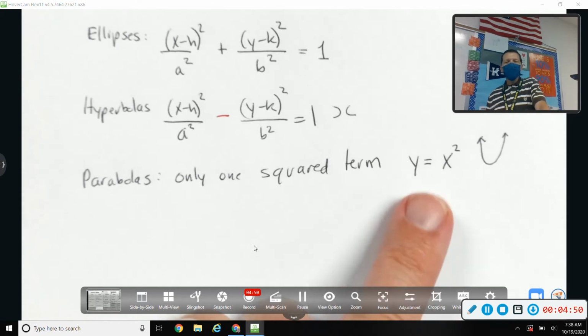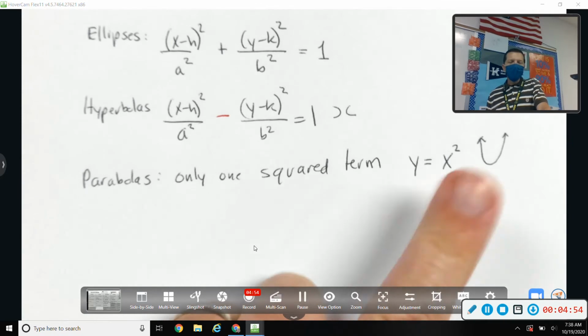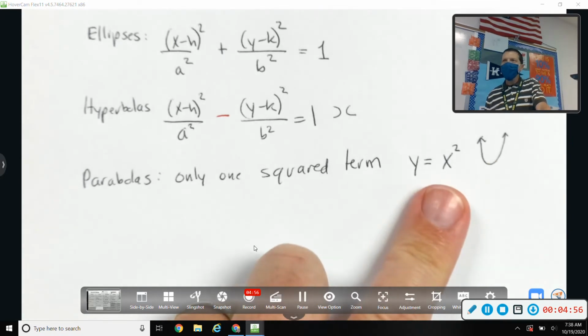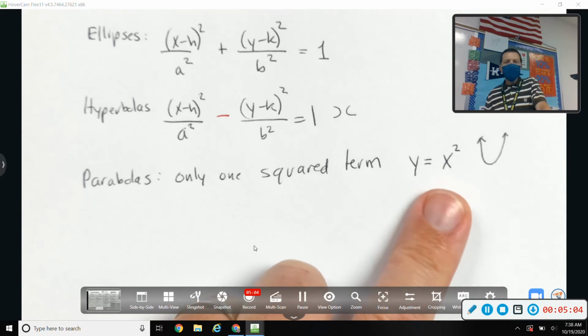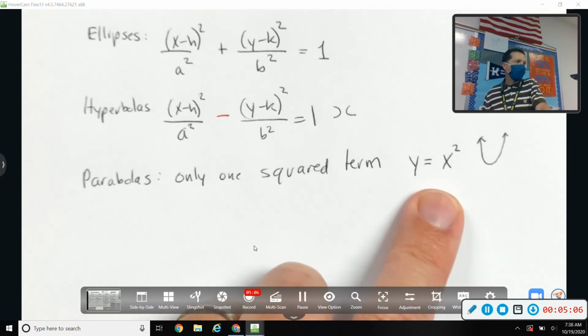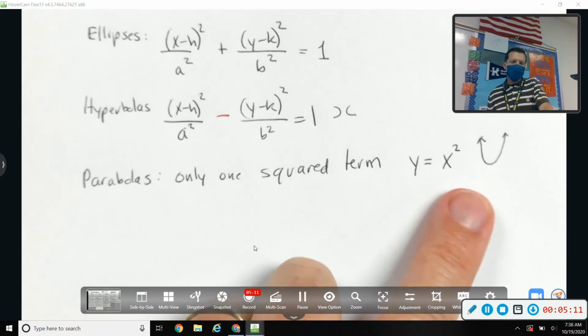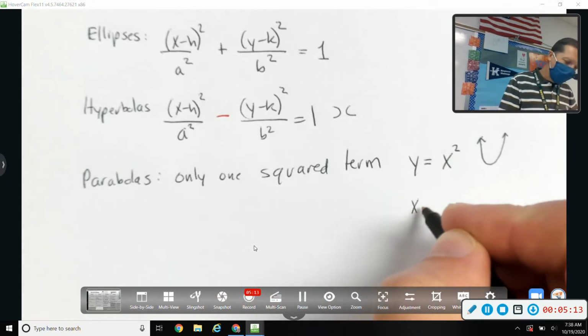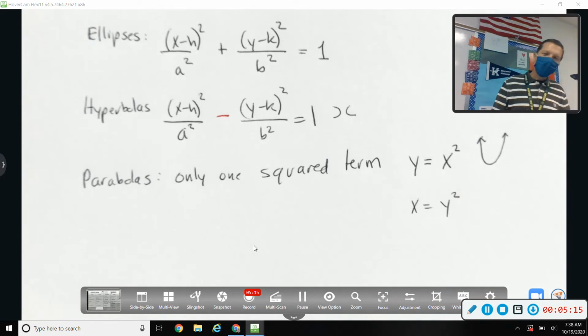That's important to remember, because we're going to mix some things up with parabolas. If the x is squared, it's up and down. That's the normal one. So don't think of it in terms of which one comes first, think of it in terms of what you know. You know what this graph looks like. So if the x term is squared, it's up and down. If it's the other way, if x = y², then it's sideways.